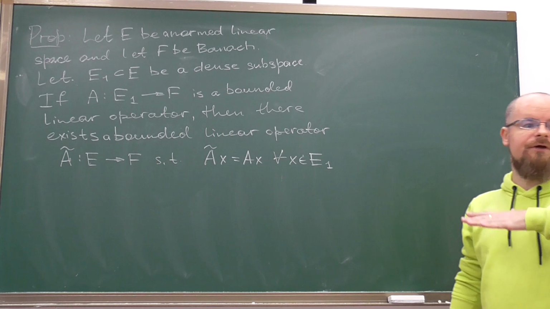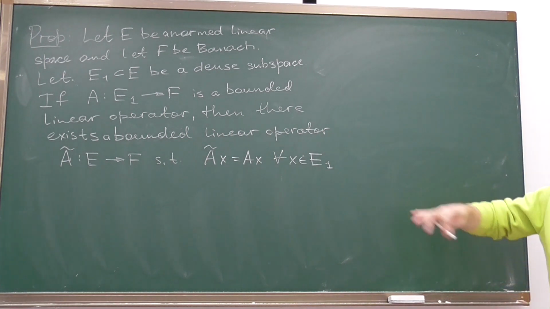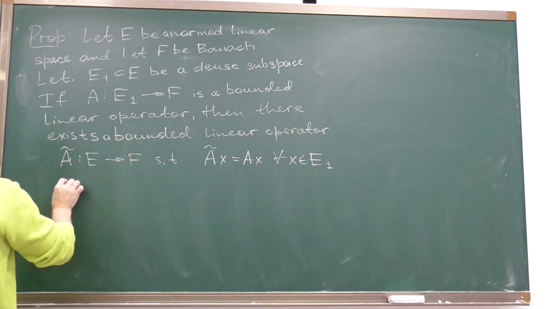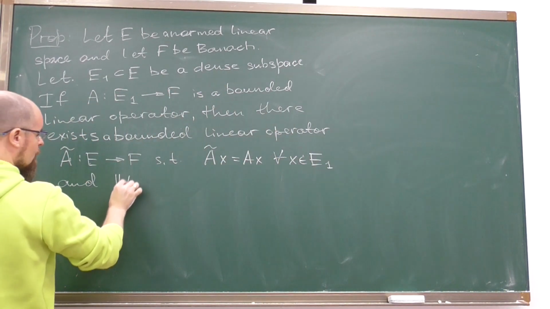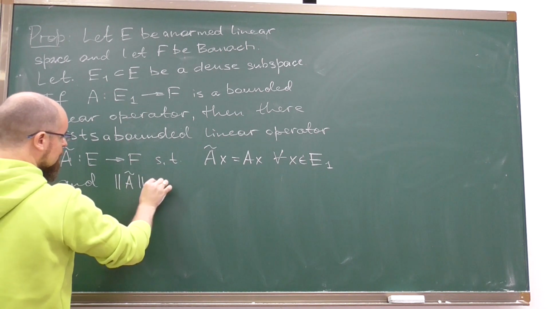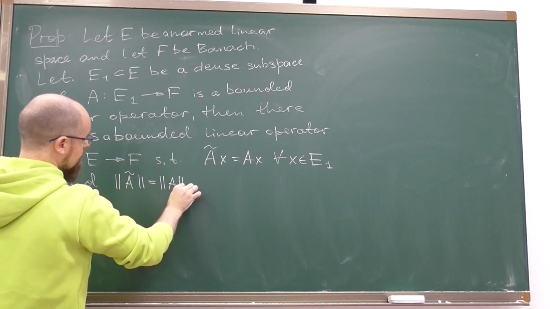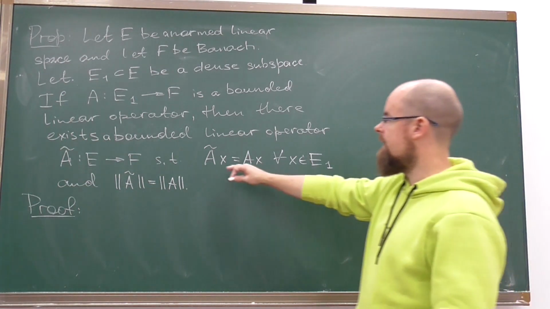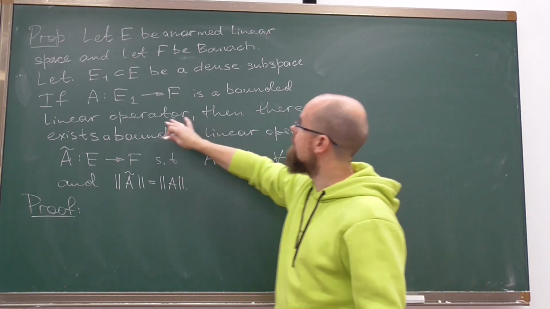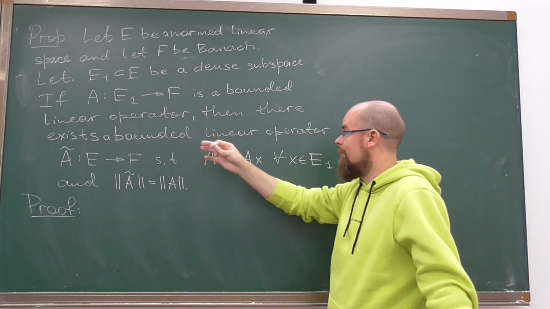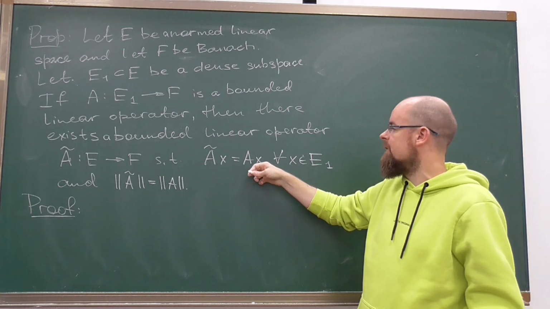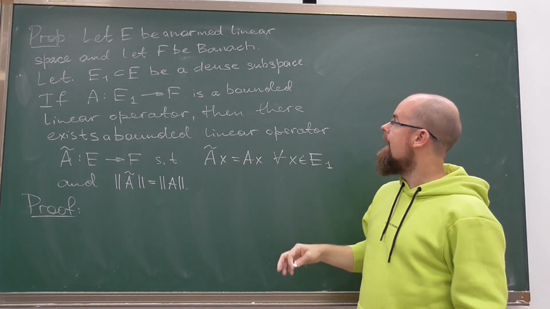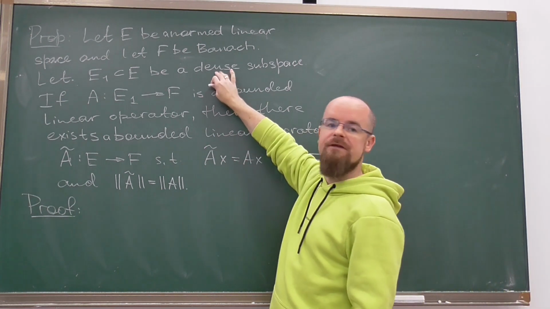So on a subspace they do coincide. So it is in fact an extension. And moreover, the norm of the operator A tilde equals the norm of the operator A. Well, the idea is to define this operator A tilde outside of E1. It is defined on E1 because we want it to coincide with the operator A. So we want to define it outside E1, and this is where we will use the density.